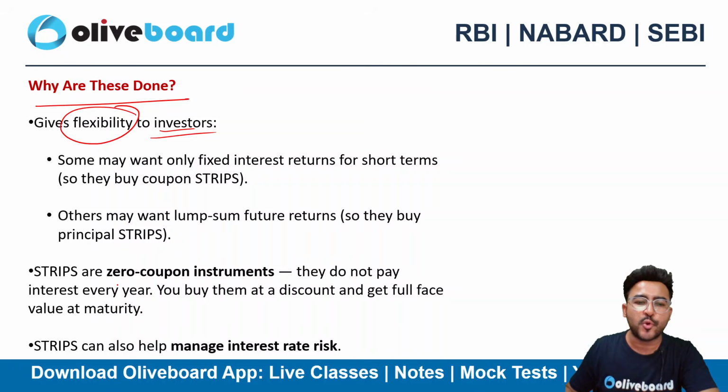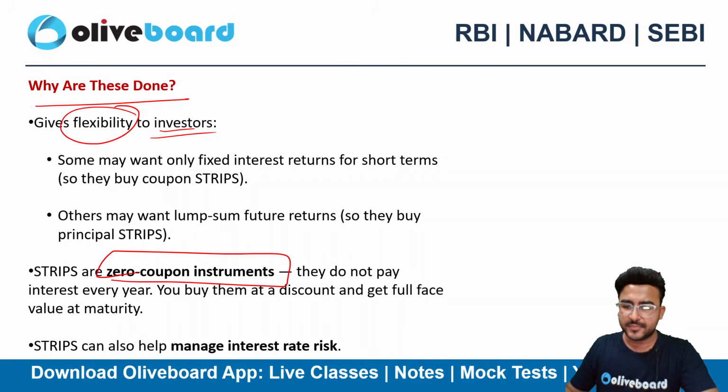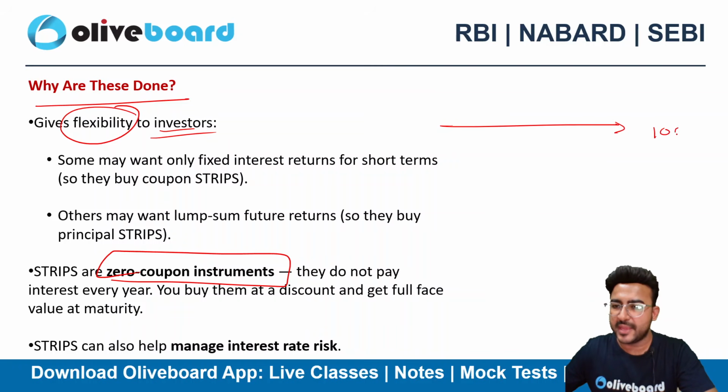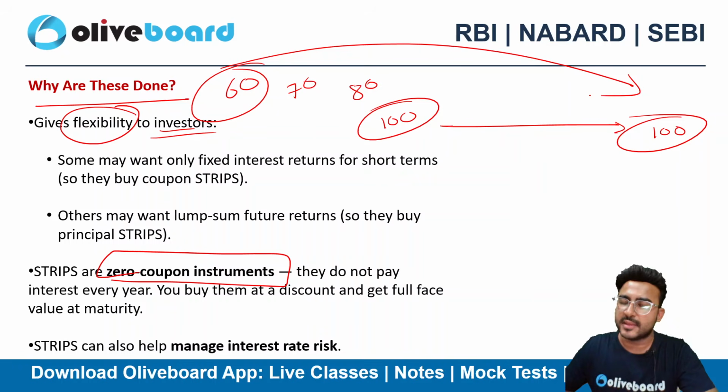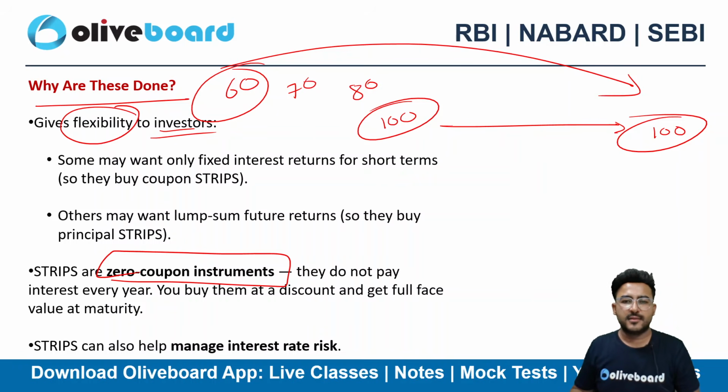And these are zero coupon instruments, obviously, because let's suppose after 10 years I'll be paying him 100. So he won't be paying me 100 as of now, no, he'll be paying me only 80 rupee or maybe 70 rupee or maybe 60 rupee. Otherwise what will be the benefit, right?